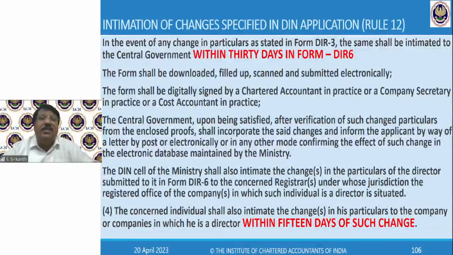In case of any changes in the particulars of the director, address, whatever, that also should be intimated within 30 days in form DIR 6. This form will be downloaded, filled up, scanned, and submitted electronically. Again, it is to be signed by a chartered accountant or company secretary or cost accountant in practice. Usually, a practicing company secretary will do it for you. The central government, upon being satisfied the changes are correct, will incorporate the changes. The same will be informed to the company also by that concerned individual within 15 days of such change. I have highlighted the days which could be relevant in multiple choice questions. That's all.